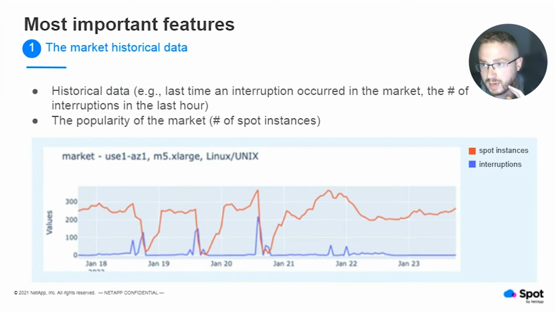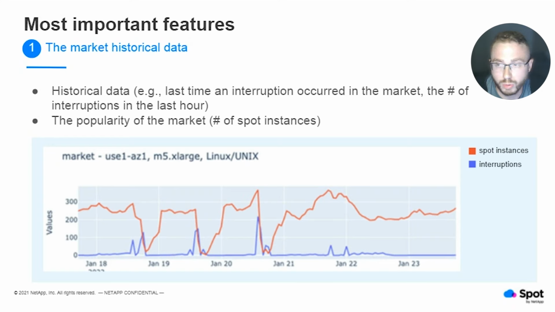The last thing I want to talk about is to give you some insight about the features that help make those predictions. We have hundreds of features, but the most important are obviously based on historical data of the market. That means that the model can look at what happened in the market, let's say, in the last hour. It can look at how many interruptions occurred in the last hour in this specific market, and based on that predict if there is a chance for interruption or not. Or it can tell the last time an interruption occurred in the market.